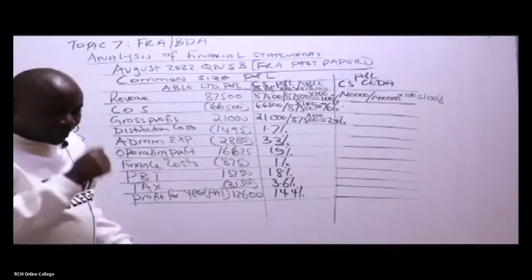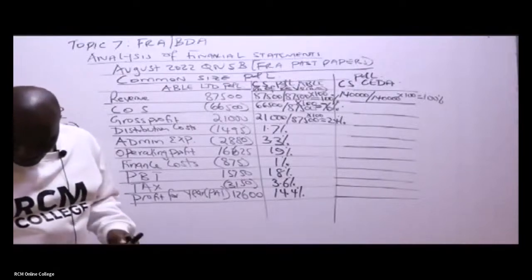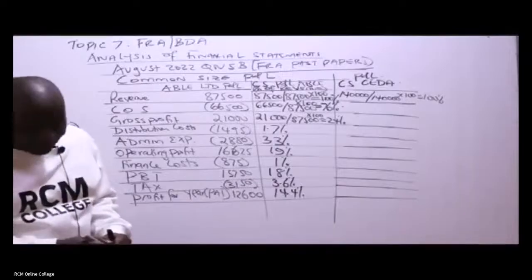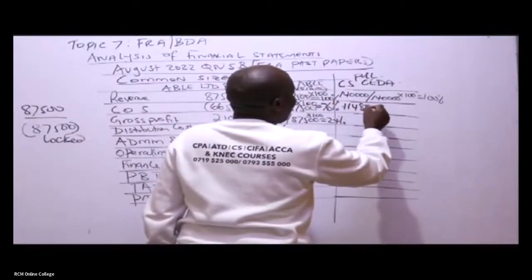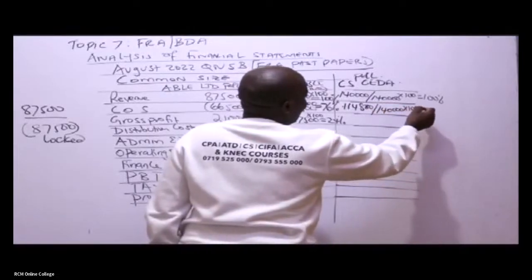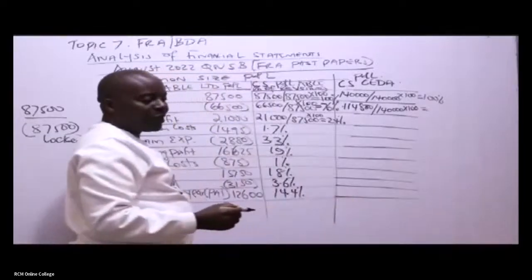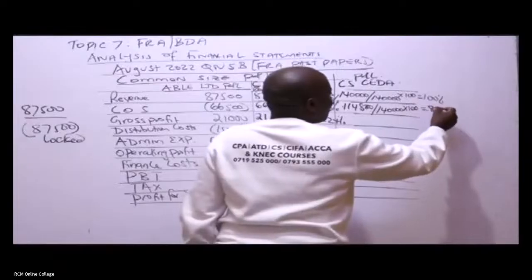So Farrell, I don't know where you got 82 from, or are you giving me the second one? Yeah, the second one, I can see the cost of sales, 114,800. So 114,800 divided by 140,000 times 100, 82%. Thank you so much.